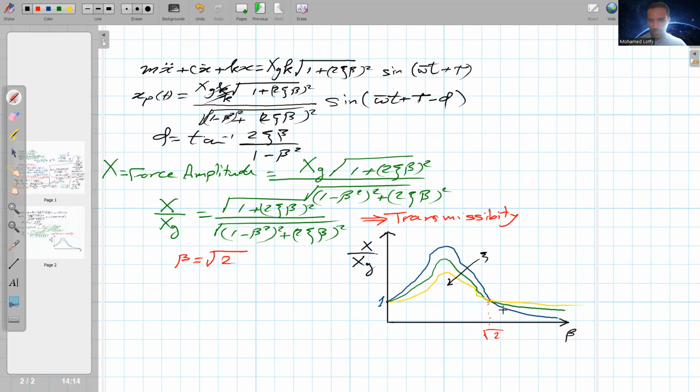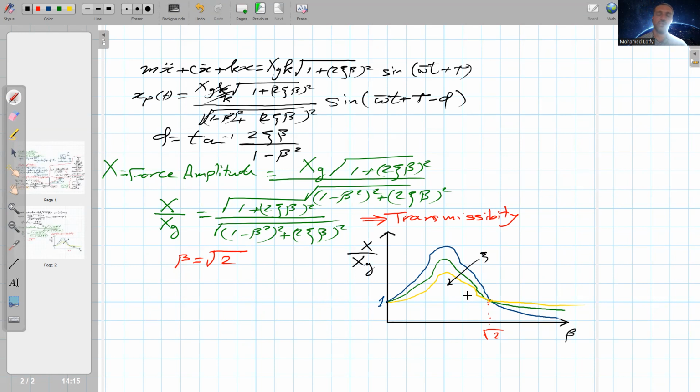Another note: the curves are reflected after root 2. The blue curve is above the green curve, and the green curve is above the yellow curve before root 2. After root 2, this phenomenon is reversed. The lower curve here is the upper curve there. The yellow curve was the lowest curve; here it is the highest curve after root 2. So what should you do according to this note? After root 2, if you have a large zeta, you will have a greater transmissibility. So after this value, you are requested to lower the zeta as much as you can, because the blue curve, for example, has the lowest value of zeta.